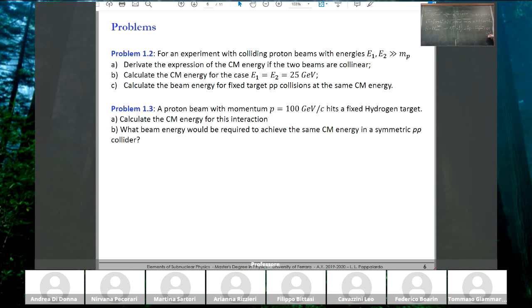So again, we observe the same features. If you want to have the same center of mass energy, you need a much smaller energy in the collider mode compared to the fixed target mode.